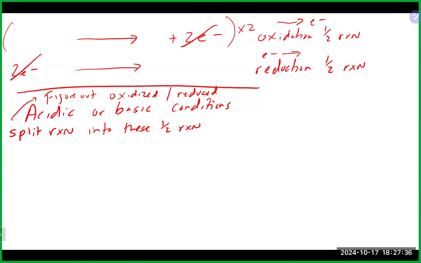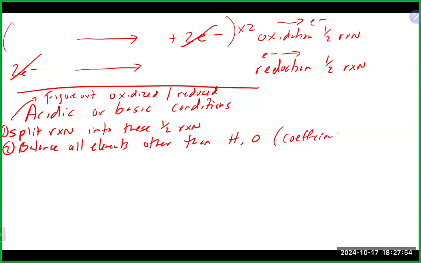Once you do that, you then want to balance all elements other than hydrogen and oxygen. And how you're going to balance them, you're going to use coefficients, just like you're balancing a regular old run-of-the-mill equation. So if you happen to have two sulfurs on the left and one on the right, you're going to put a big 2 coefficient in front of the sulfur on the right, and you're going to balance everybody like you would.